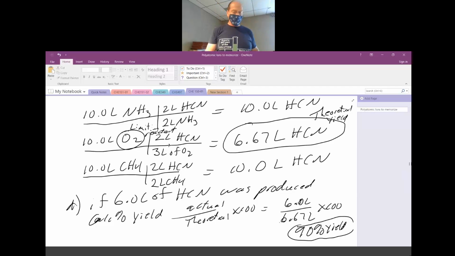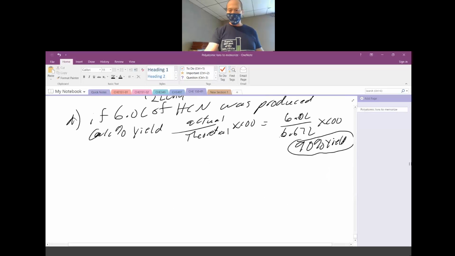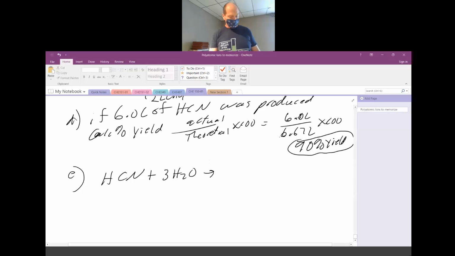Again, you can only use volume ratios when you have all gases. Now I'm going to add something and make it part E. I have a reaction: HCN plus 3 H2O yields NH3 plus 3 halves O2 plus CH4.